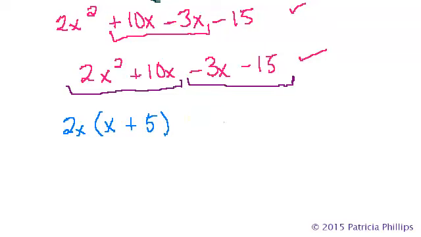We're going to take out a negative 3. And then we are going to put our x plus 5 inside of the parentheses, showing how that negative 3 that we took out can be distributed into there. We get a negative 3x from that, and we get a negative 15, which is what we had up here.